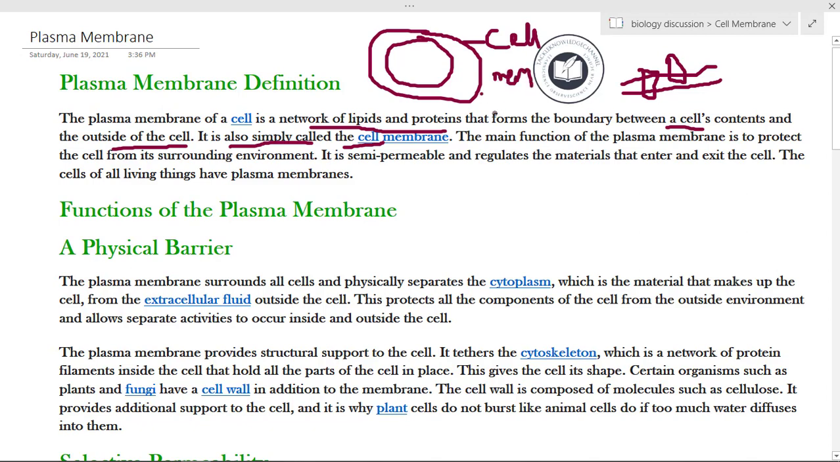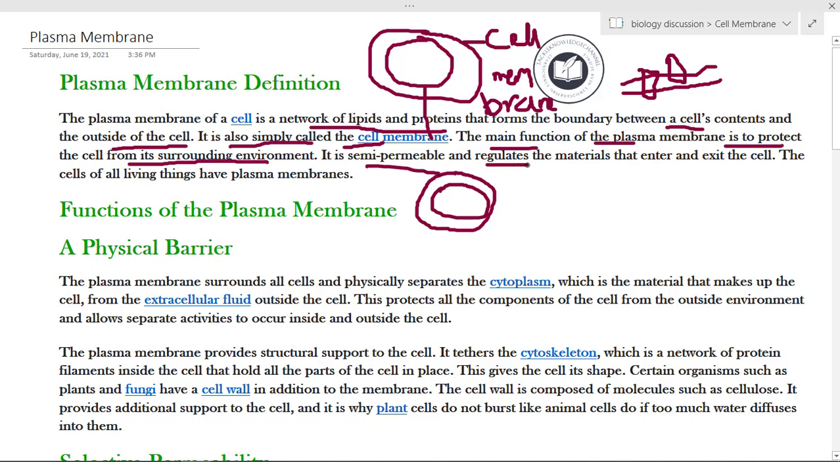The main function of the plasma membrane is to protect the cell from its surrounding environment. So if we see the plasma membrane, it is going to protect from the surrounding environment. Okay, it is semi-permeable and regulates the material that enters and exits the cell. So it is a semi-permeable membrane.